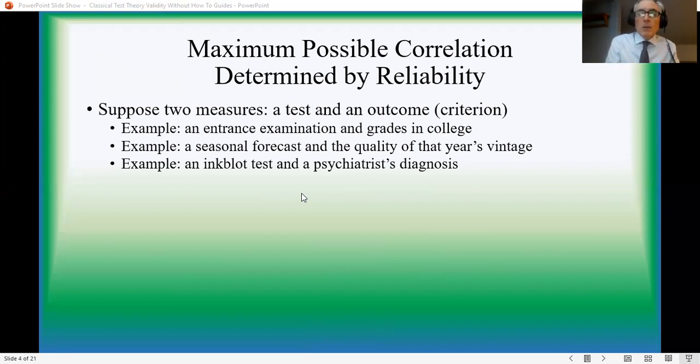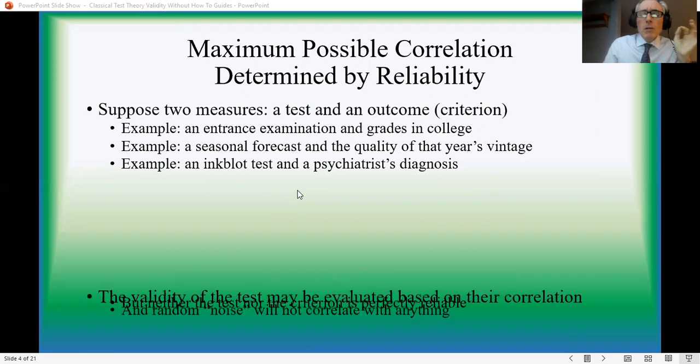You take an entrance examination and go into college, and the entrance exam is supposed to have some ability to predict your grades. You look at a seasonal forecast. How's the winter going to be? Or in this case, my example, the summer going to be. And then you look perhaps later at how good was the wine produced in that province or county that year. Or you have an ink blot test and the report based on an ink blot test, and you're trying to identify what a psychiatrist would diagnose the patient with.